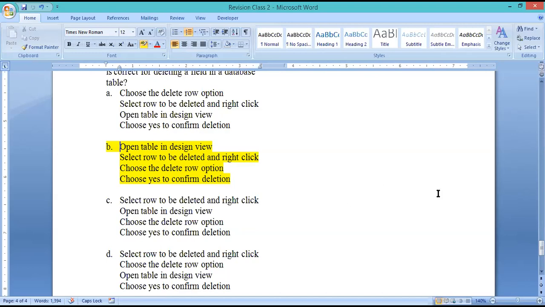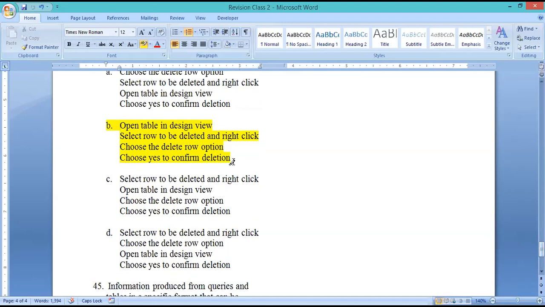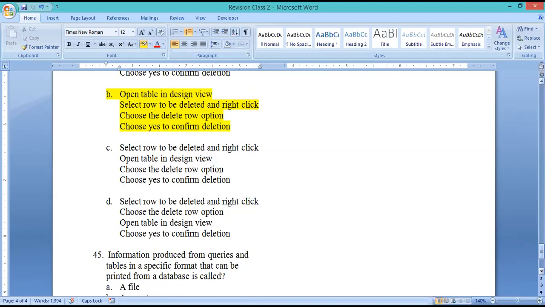All right. So A makes no sense. Choose the delete row option. Where are you going to choose it? C, select row to be deleted and right click. It's not the row you want to delete. It's basically the column of the heading. So you'd have to go in design view in order to see it as a row. Although I don't want to confuse you, if you remember database, you would know what I'm talking about. And D is out of it as well.